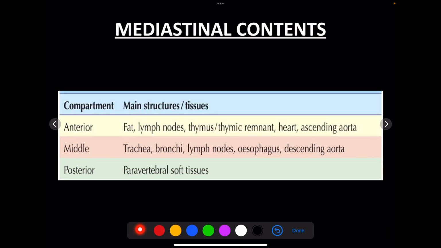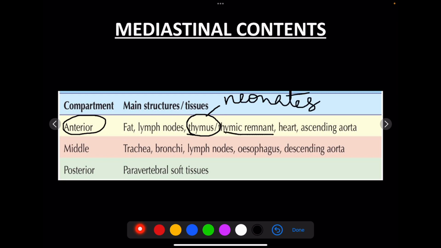Contents. So what are the contents? Anteriorly we have the thymus. The important thing is thymus, usually found in neonates, and thymic remnants in adults. Heart and ascending aorta. And also lymph nodes. Lymph nodes are common in anterior as well as in middle.